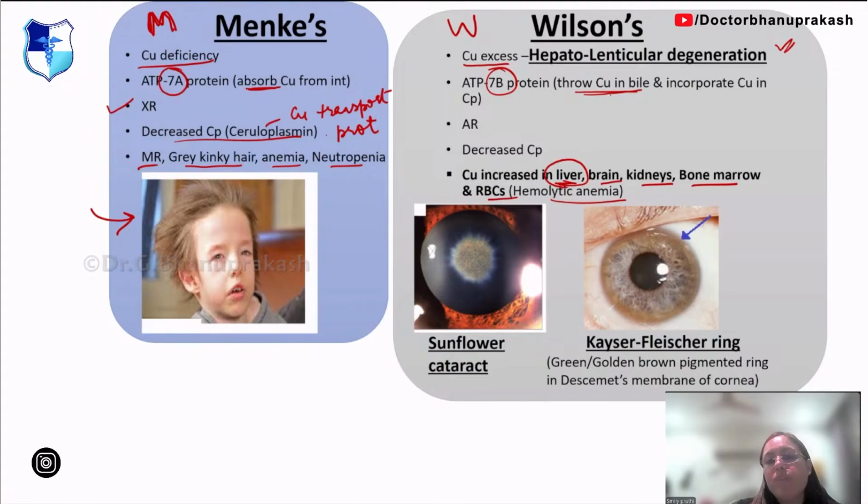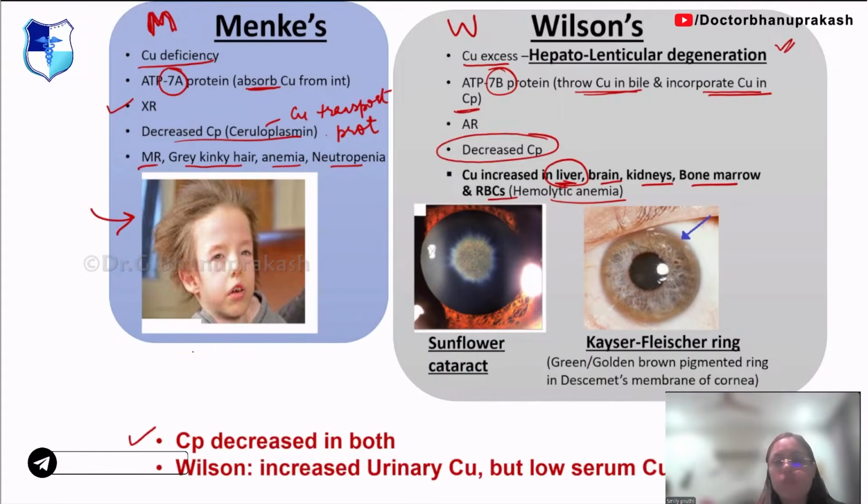One more work of ATP7B protein is incorporation of copper into ceruloplasmin. So here also there's decreased ceruloplasmin. So can I say ceruloplasmin decrease in both Menkes and Wilson? And Wilson is autosomal recessive, like most of your biochemistry diseases. In Wilson, there is increased urinary copper but low serum copper. Okay, increased urinary copper but low serum copper.